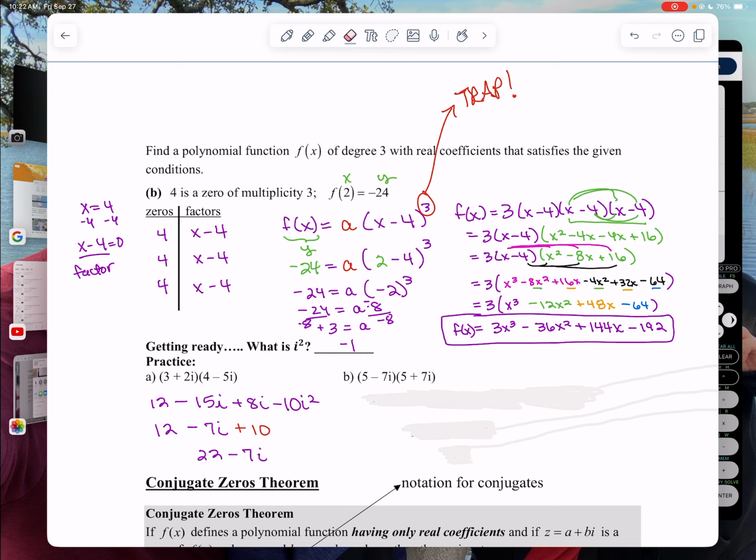Okay. Now let's do this next one. Notice that this guy is exactly the same, 5 minus 7I, 5 plus 7I, except for the signs in the middle. So when that happens, something special happens, right? So I'm going to go ahead and FOIL that out. So I got 25 plus 35I minus 35I minus 49I squared. Notice that my middle two guys are going to just cancel.